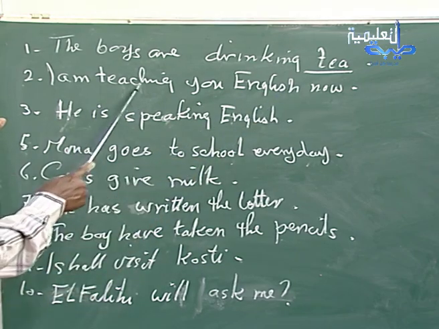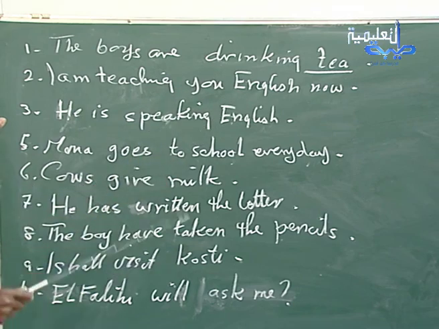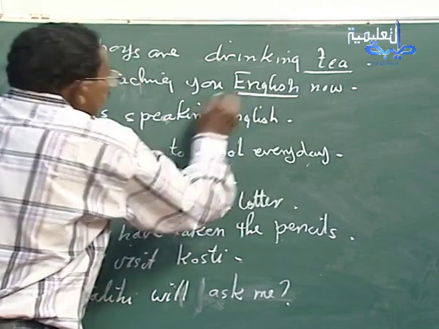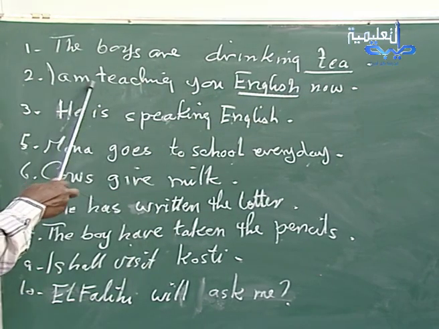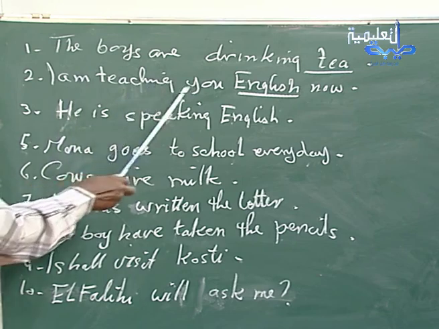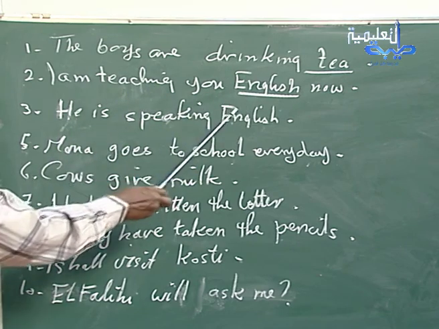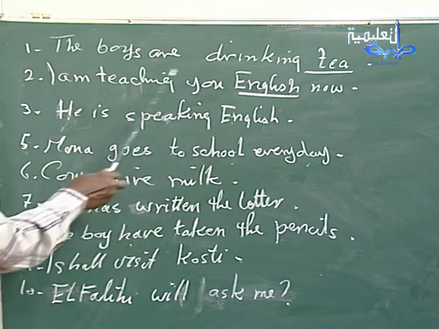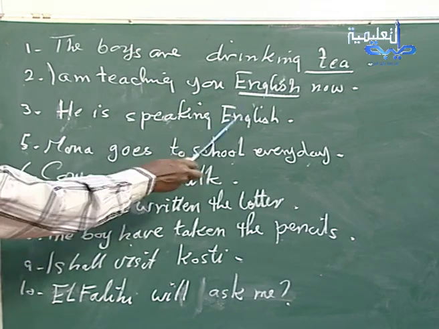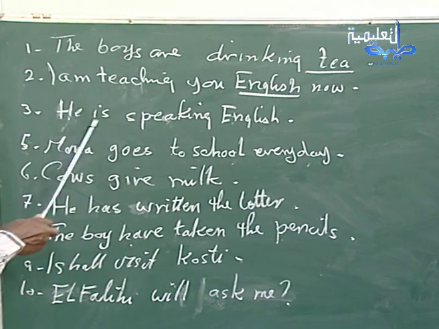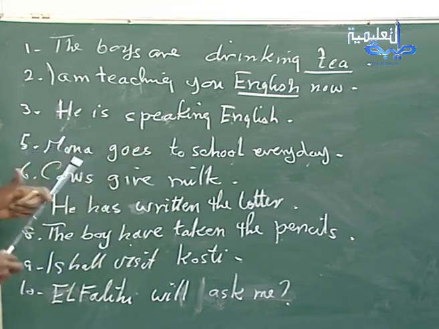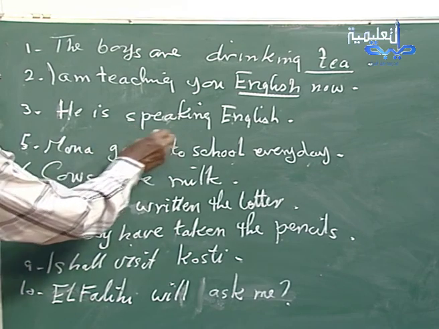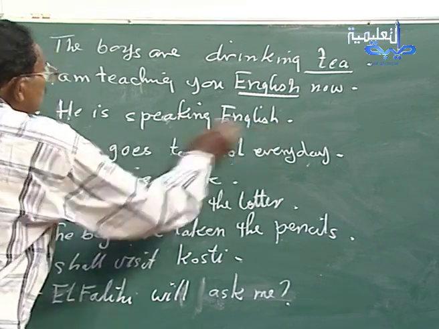I am teaching you English now. This is a sentence in present continuous. I am going to change it. This is the object. I start with English. English, because this is present continuous and this is singular. In present continuous, English is being taught now. He is speaking English. This is also present continuous. English is being spoken.